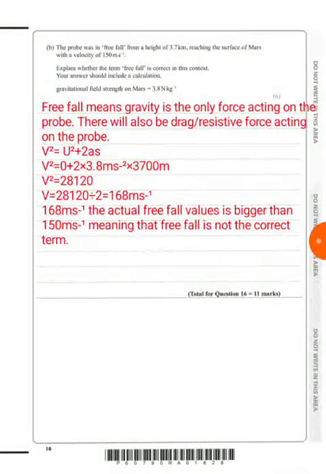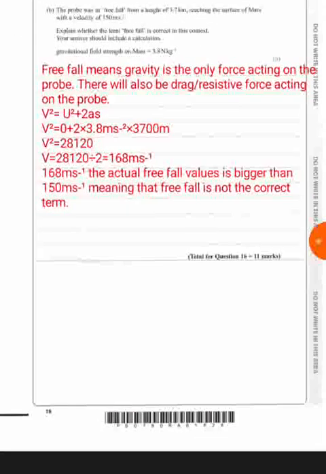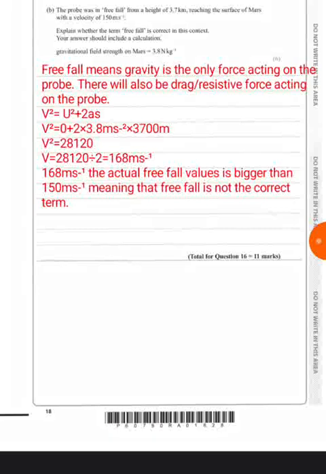So we use v squared equals u squared plus 2as, and we need to find v squared. We put 0 as the initial velocity, and then we multiply 2 by 3.8 meters per second squared, multiplied by 3700 meters, and then v squared is 28,120. Now since it's squared, we find the square root, which is 168 meters per second.